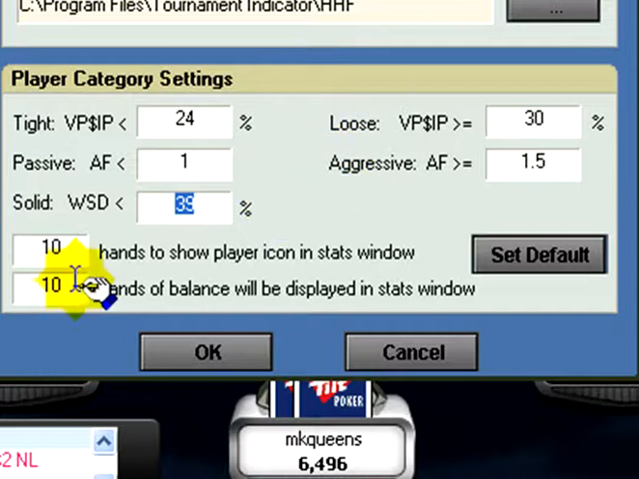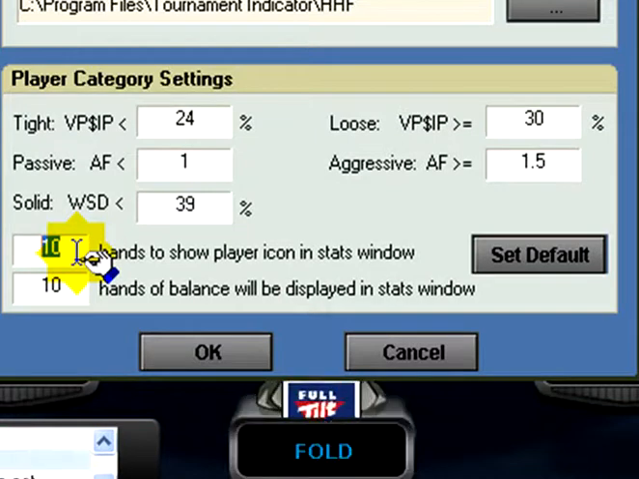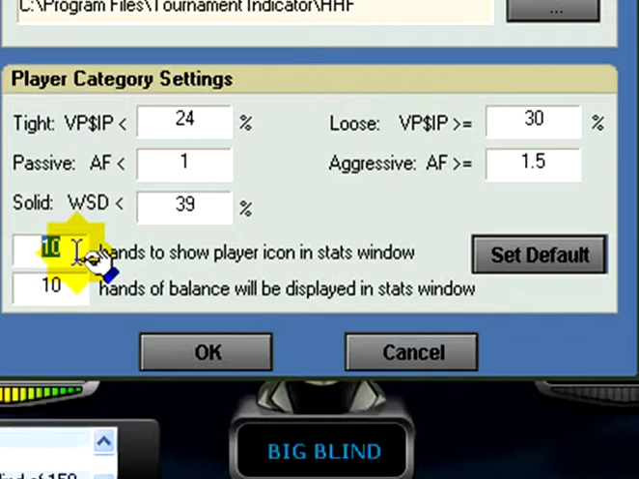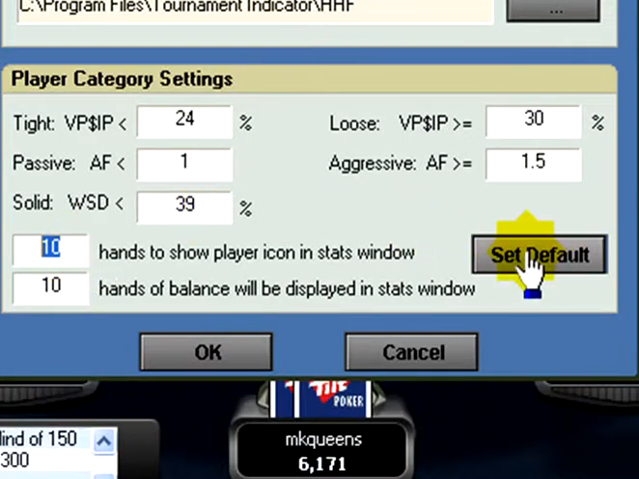I do, however, change one item, and that's assigning an icon to a player. This may come preset at a higher number than 10, but I always change it to 10, because in tournaments you don't often sit with the same player for that long. So any read, even if short, can be a help in a contentious hand. Again, you can always set these back to default.